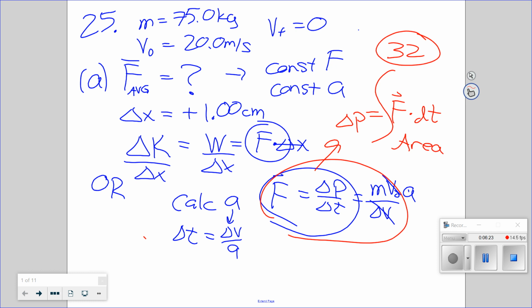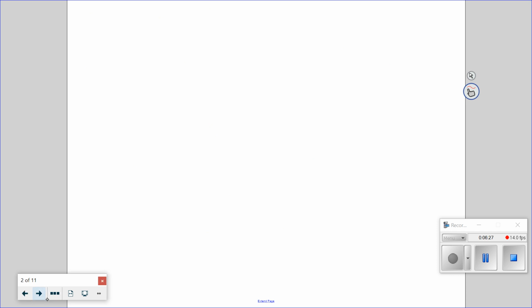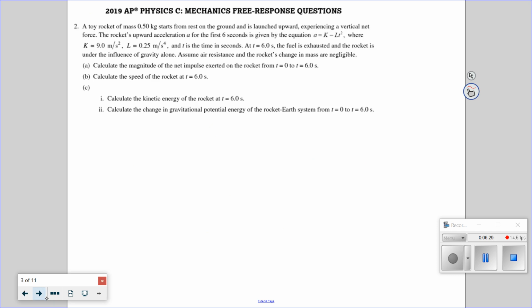Let's examine the rocket next. I'll move my page. Since you're already done, how did you calculate the magnitude of the net impulse? Fantastic. I'll call on people who look finished. Let me cut my video.